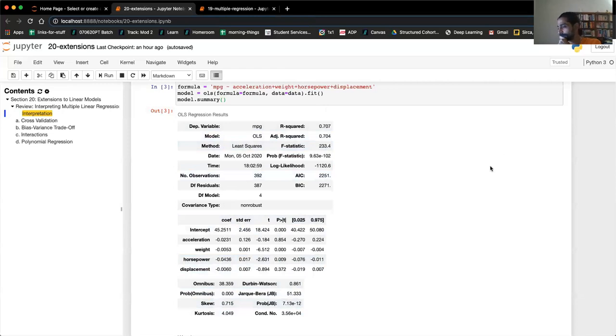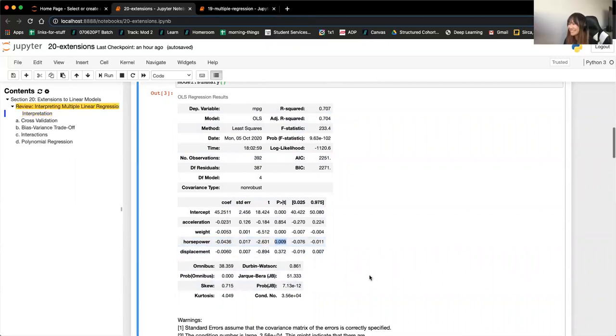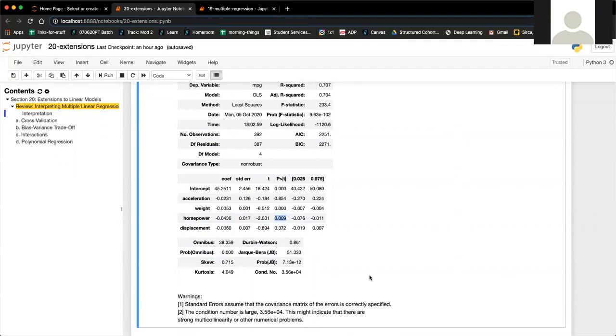Yeah, I have a question too. So for those p-values, the only one that's below 0.5 is horsepower. So that's the only one where you would reject the null hypothesis, and so would you now go forward only using horsepower and forget about the other variables?